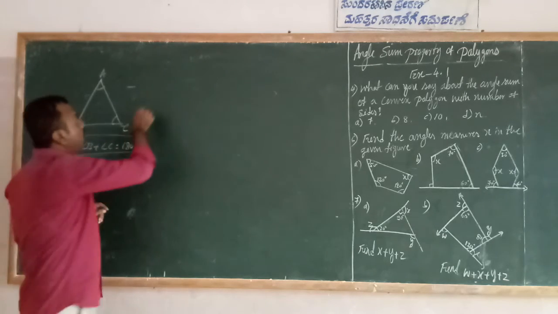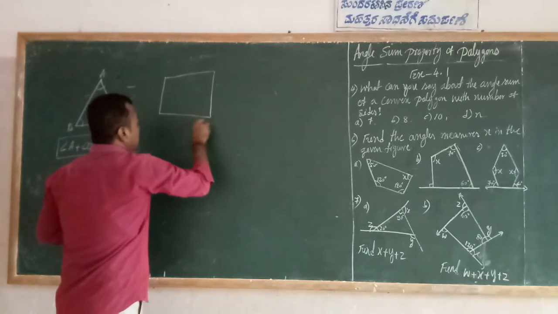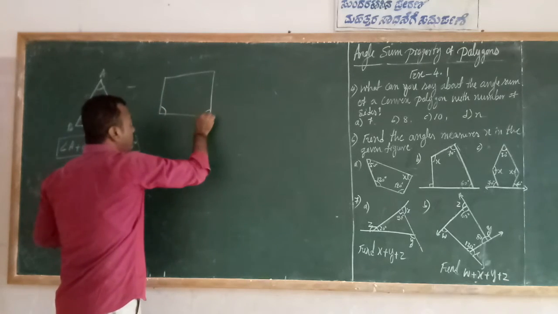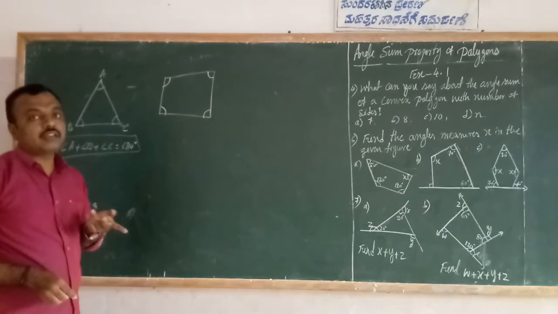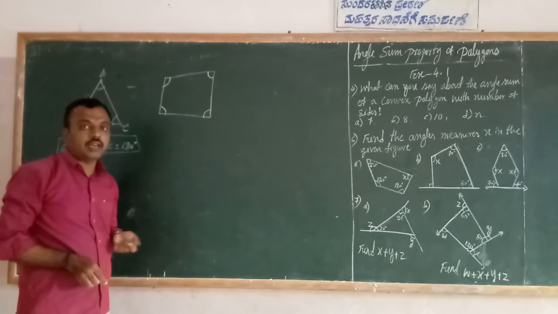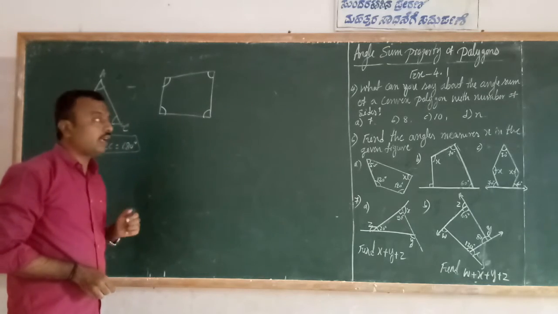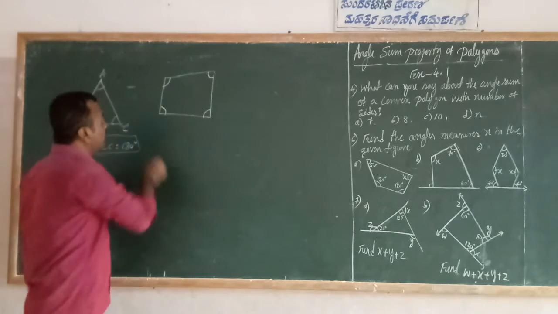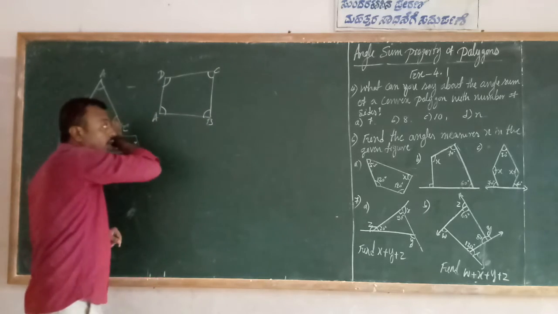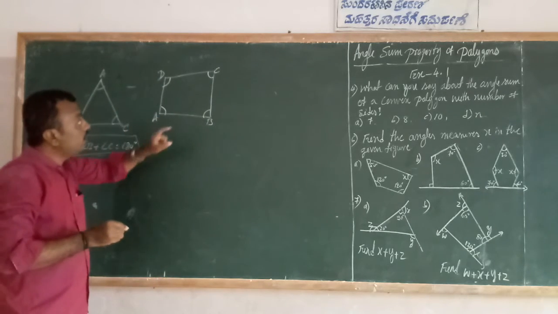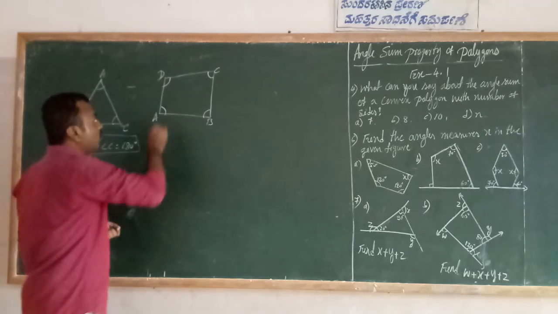Like that, for any type of quadrilateral, how many angles are in a quadrilateral? Four angles. Quad means four, lateral means side. Four-sided polygons are called quadrilaterals. So they have four sides and also four angles. The sum of these four angles: A, B, C, D, one quadrilateral. If you add these angles, how much will it come? Yes, 360 degrees. How will it come? I will show now.